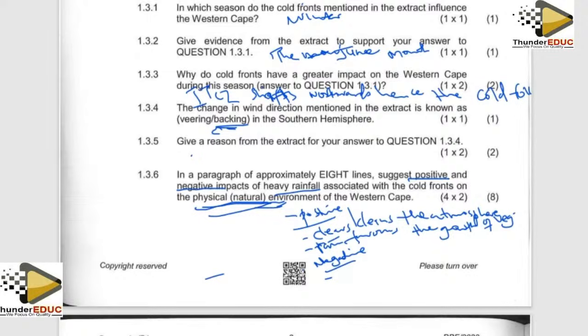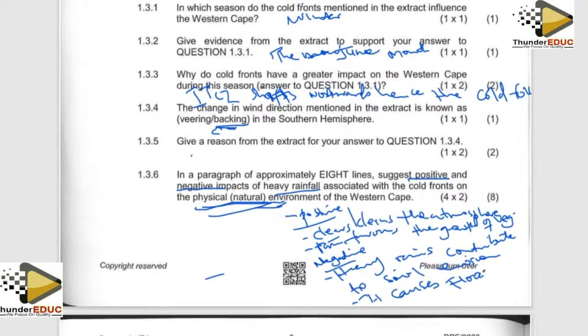heavy rains contribute to soil erosion, which is a negative effect. Okay. Then we can have another point here, and we say it also causes flooding. Then you can also look at soil erosion coming because of heavy rainfall, which means it makes soils infertile because it will wash away the topsoil, which is fertile.